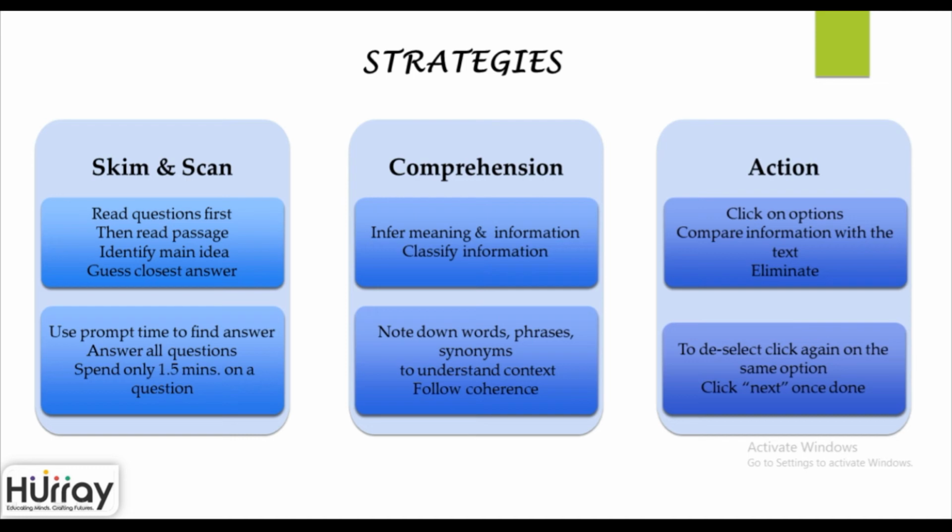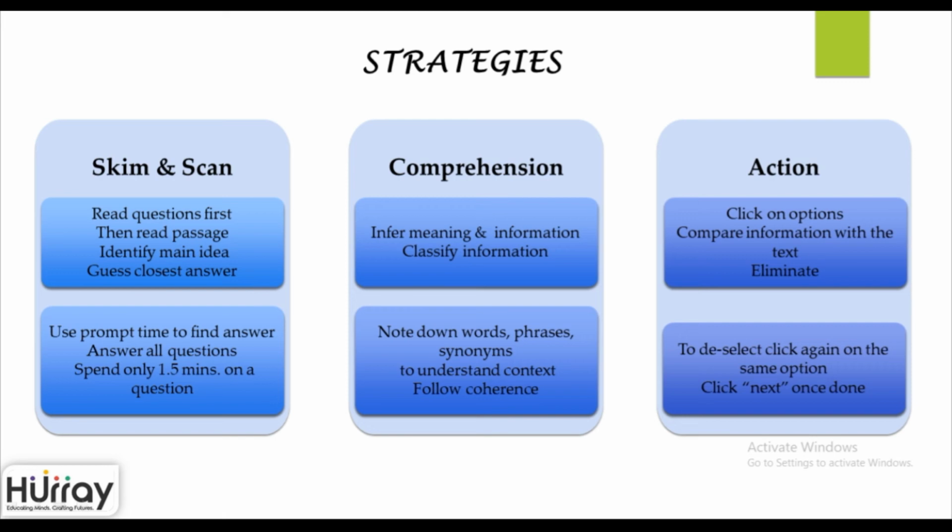If you find any noticeable words, phrases, or synonyms, because sometimes the options are rephrased or paraphrased and you might not be able to understand if you try to match it directly with the text given. So try to understand the context, follow the coherence given. As far as doing this particular task is concerned, click on the options and compare the information with the text finally. Use the elimination strategy.